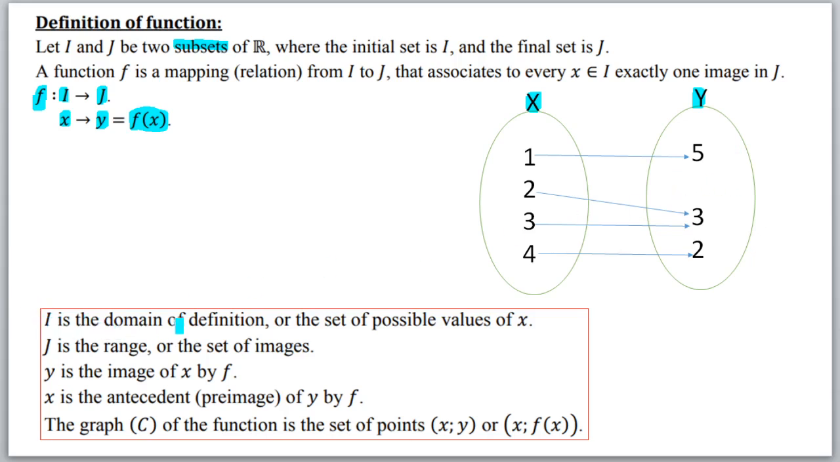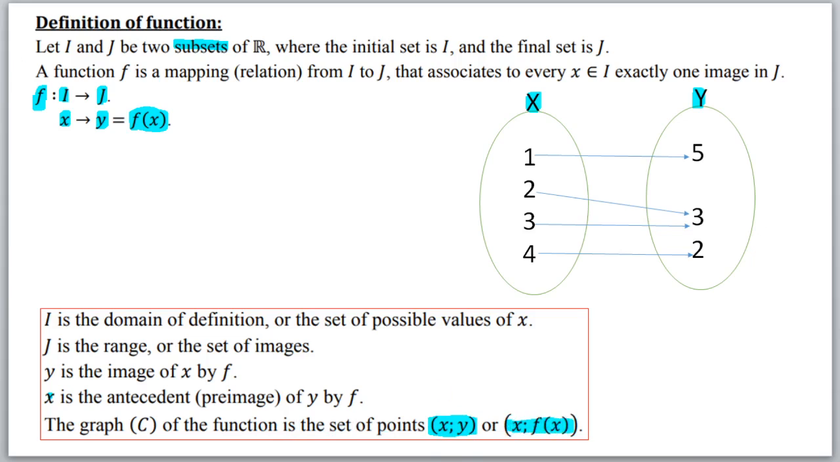I is the domain of definition, or the set of possible values of x. J is the range, or the set of images. Y is the image of x by f. X is called the antecedent or the pre-image of y by f. Okay. The graph C of the function is the set of points (x, y), or (x, f of x).